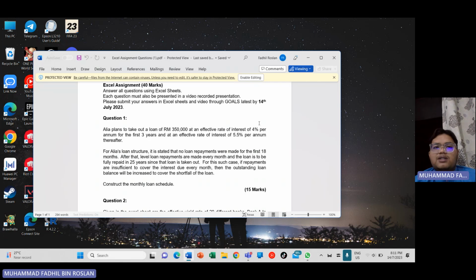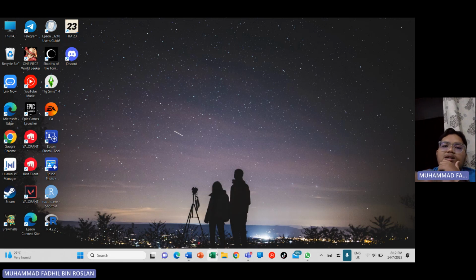So what we got from the question is the total loan is 350,000. The interest is 4% for the first 3 years and the rest is 5.5%, that is 20 years. For the first 18 months, there is no payment that Alia needs to pay, and starting in month 19, that's when Alia should pay the loan. So, how do we answer that with the Excel?